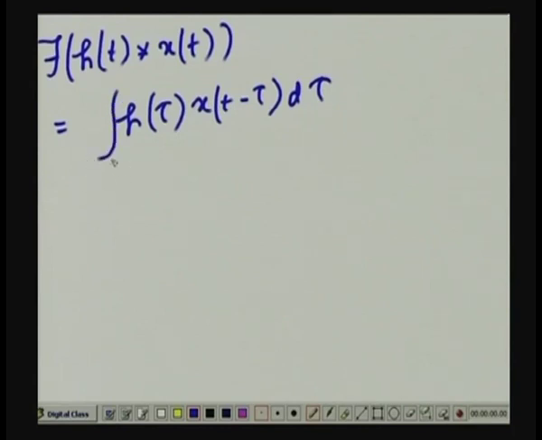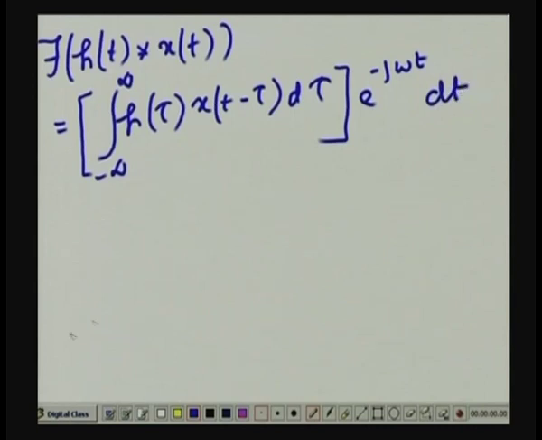So, this is the convolution integration over tau from minus infinity to infinity, and then for the Fourier transform I have to do e to the power minus j omega t dt, and then again I have to take the integral from minus infinity to infinity. So, this is the Fourier transform of the convolution of two signals h t and x t. Now, if you do this integration, you find that the same integration can be written in this form.